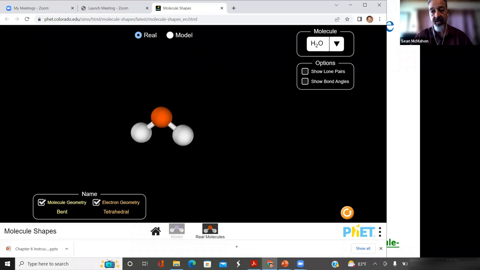So that's the difference. When there are lone pairs on the central atom, the molecular geometry is different than the electron group geometry. And what else is different? There's a slight deviation in the angle. So again, this is 104.5 instead of 109.5. You don't need to memorize that. I just want you to know that it's less than 109.5.